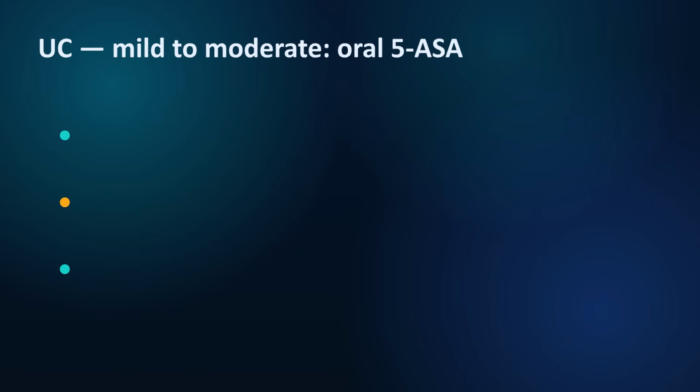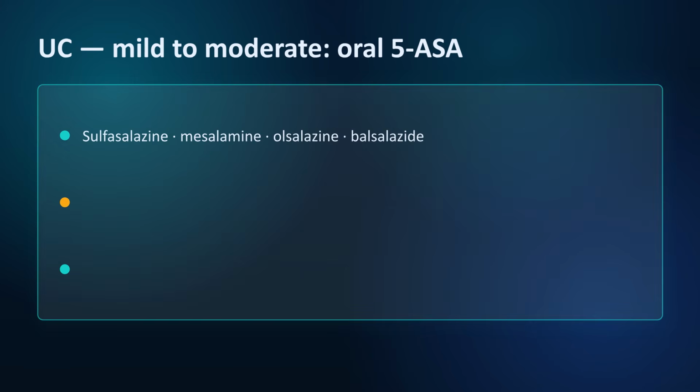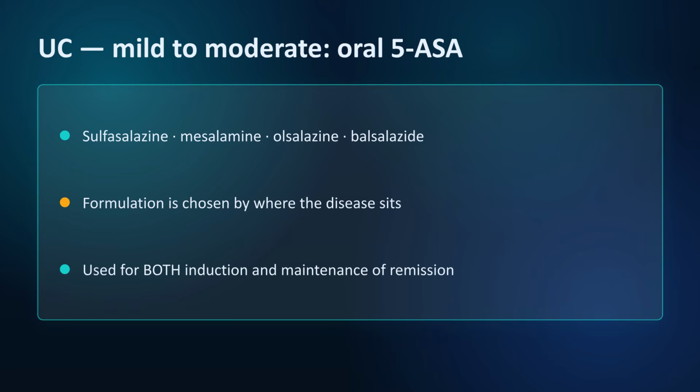Step up to mild to moderate disease. Oral 5-aminosalicylic acid, 5-ASA, comes in several formulations: sulfasalazine, mesalamine, olsalazine, and balsalazide. You choose the formulation based on where the disease sits, because they release drug at different points along the bowel. And here is a genuinely useful property. 5-ASA is used for both induction and maintenance of remission. The same drug does both jobs.